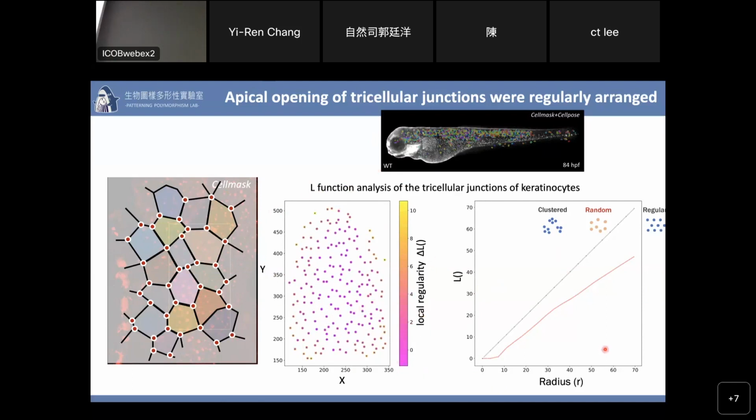They are regular, and if you look at the line, they are really close to the random guideline. So we know all the openings are kind of regularly spaced. It's simple to understand, because the keratinocytes are roughly similar in size, and the tricellular junctions also have to have roughly even spacing on the skin surface.